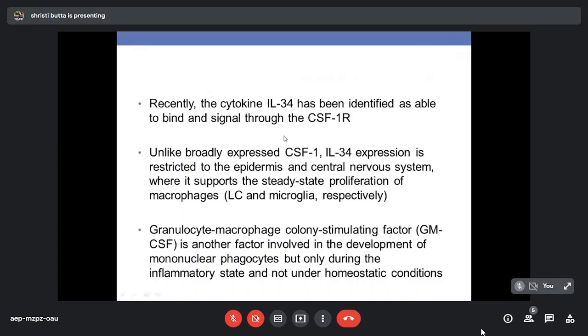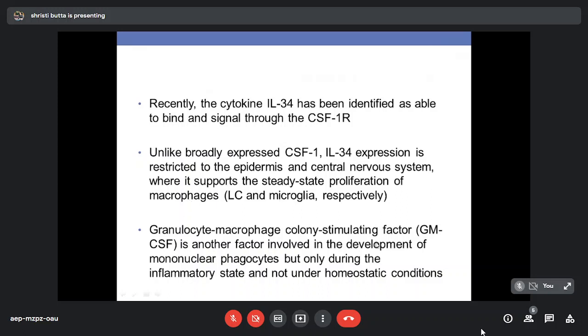Unlike the broadly expressed CSF1R receptor, interleukin 34 expression is restricted, however, to the epidermis and the central nervous system. So there it allows for the production of the Langerhans type of cells, and you have the microglia. So that is very important.